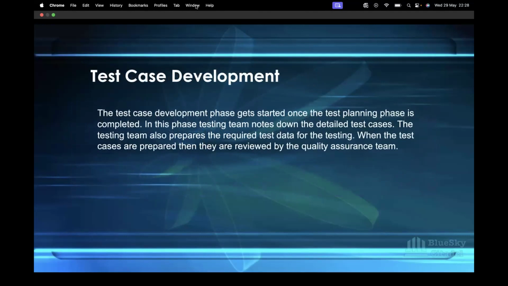So we have the test case document phase, which gets started once the test planning phase is completed. In this phase, the testing team notes down the detailed test cases. The testing team also prepares the required test data for the testing. And then when the test cases are prepared, they are reviewed by the quality assurance team. So the test cases are developed based on the requirements and the test scenarios, and the test cases outline the steps to be executed, the expected results, and any preconditions. So that's what it is. Next slide, please.